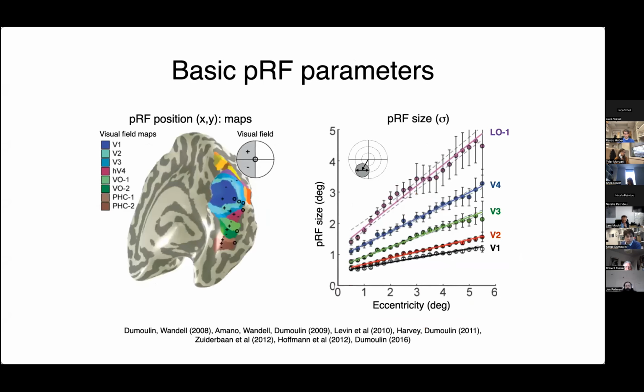The X and Y parameters give us retinotopic maps, which most of you will be familiar with. And PRF size will give us the size of the population receptive field. They vary systematically across the visual cortex. Primary visual cortex has the smallest, and V2, V3, and V4 become progressively larger and larger. They also increase with eccentricity, the distance from the center of fixation. And we can observe this in every single subject within 20 minutes of scanning or so.